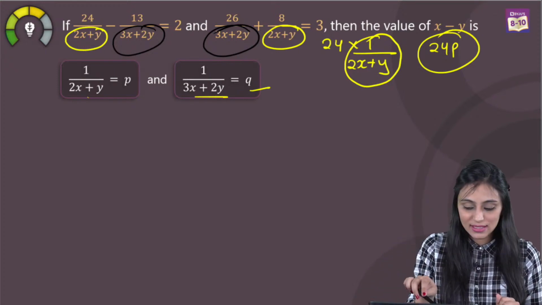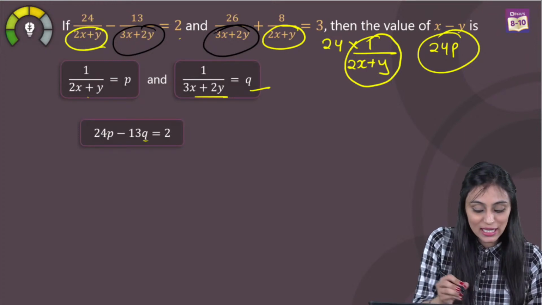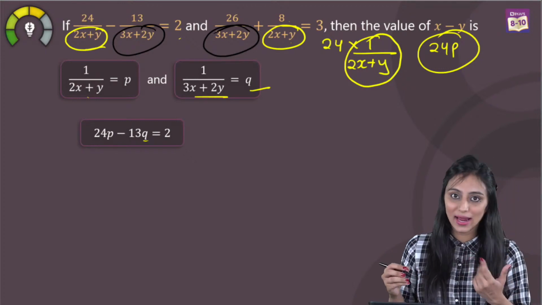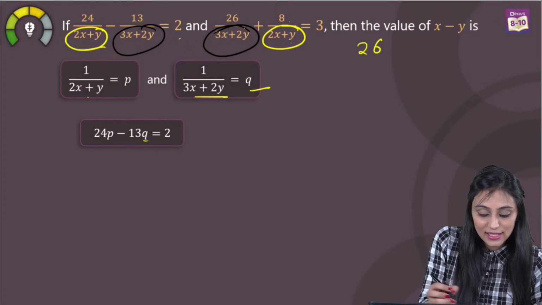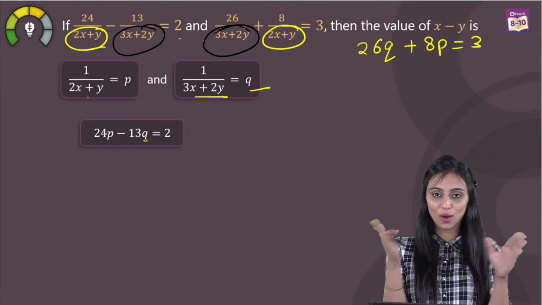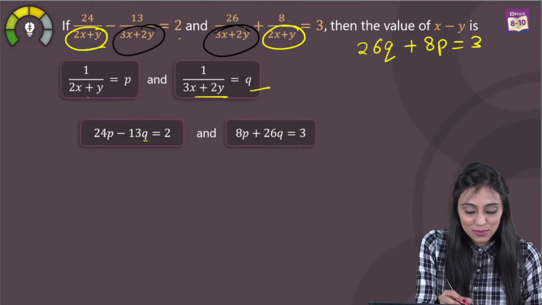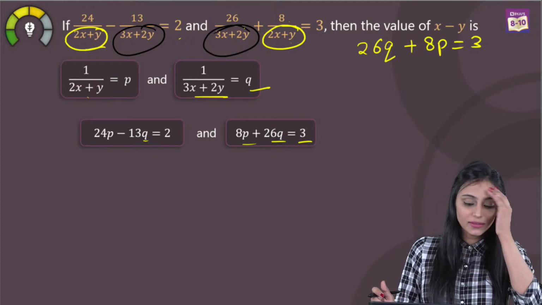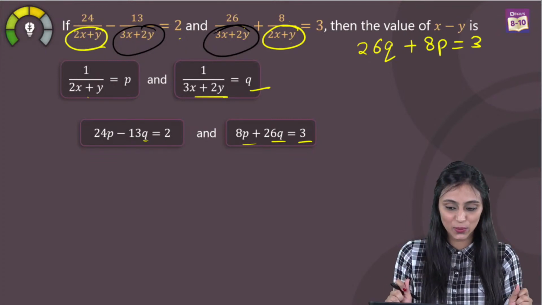So now what I'll do here is simply write this as 24p minus 13q is equals to 2. Similarly, for the next equation, this 8 has got 2x plus y in the denominator. So this will become 8p. I'll first write this as 26q plus 8p equals to 3. See, the denominators have been exchanged, so be careful while solving this. Now I can write this one as 8p plus 26q is equals to 3. Alright, so here we have to solve these equations first to get the value of p and q, right?